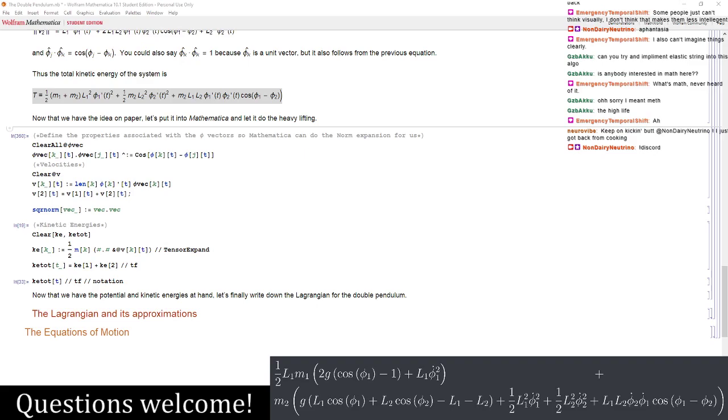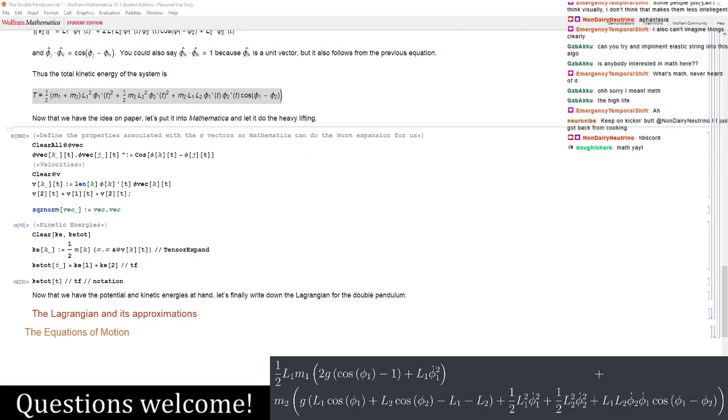So GCP, is anybody interested in math here? I am. I got a degree in it. Also got a degree in physics. I double majored. And yeah, 2 degrees, 1 piece of paper.